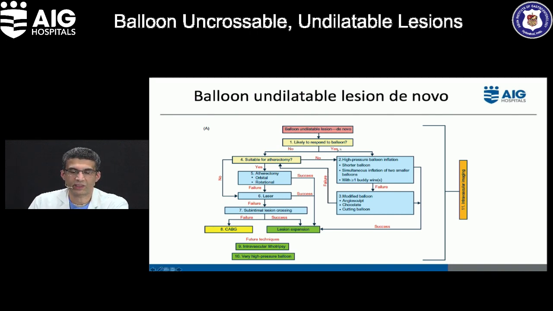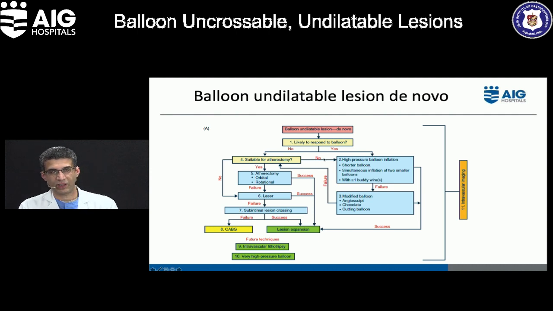First thing is whether it's likely to respond to the balloon or not. If it's not likely to respond to the balloon, or it is not responding, the simple thing is to go ahead with atherectomy. So go ahead with rotablation or laser or both, and after that you decide about balloon dilatation. If you feel that we can use a balloon and then dilate it, then think about which balloon to use.